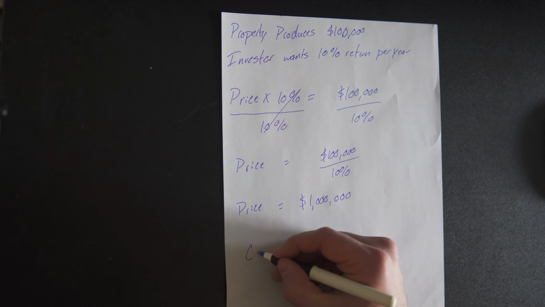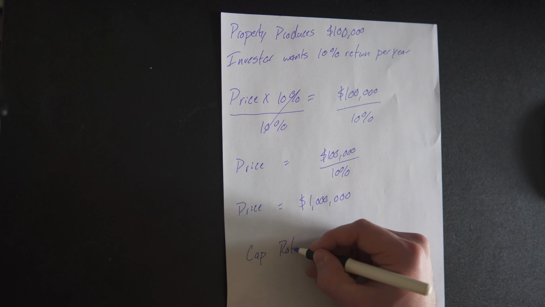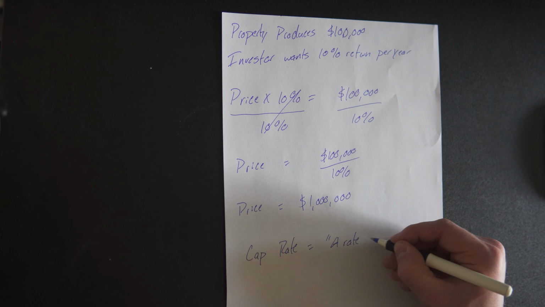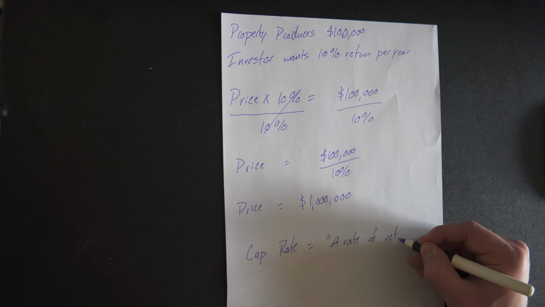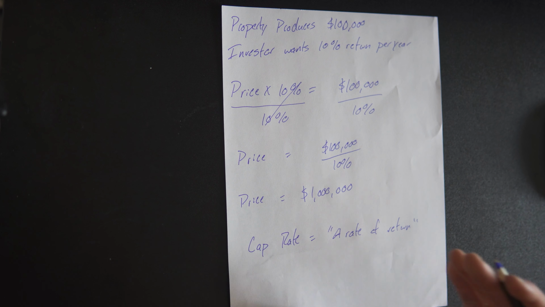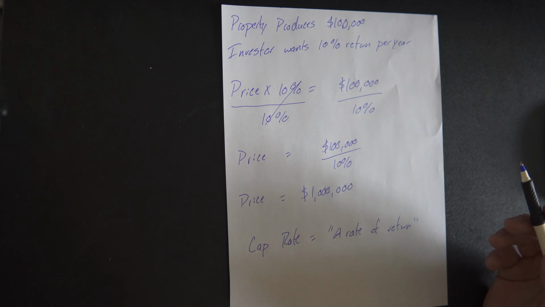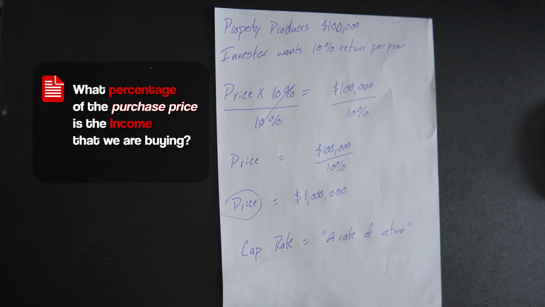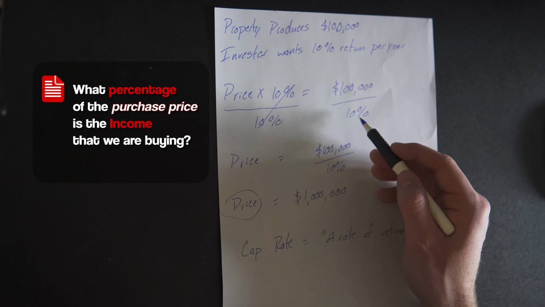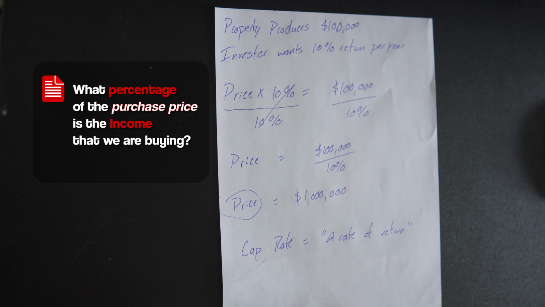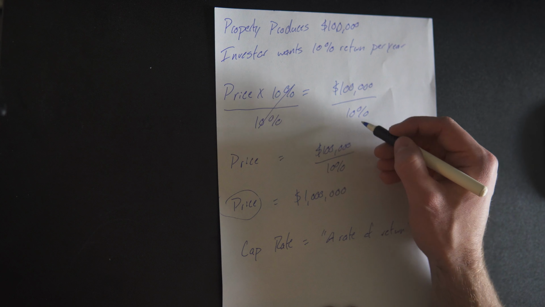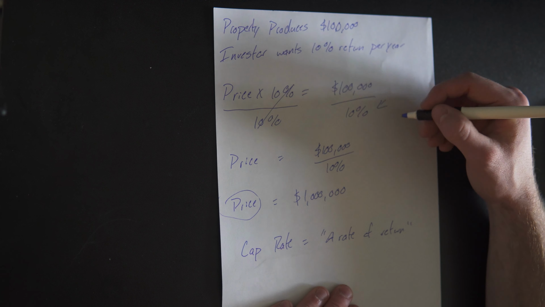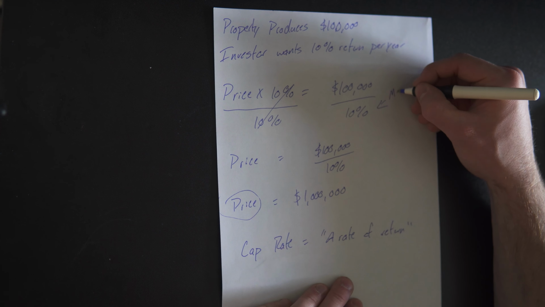In reality, a cap rate is just a rate of return. The cap rate is just a rate of return. All it's telling us is what percentage of the purchase price is the income that we're buying. Again, $100,000 is 10% of $1 million, if we wanted a 10% return. But we just made this 10% return up. I just made it up. This has to be driven by the market.